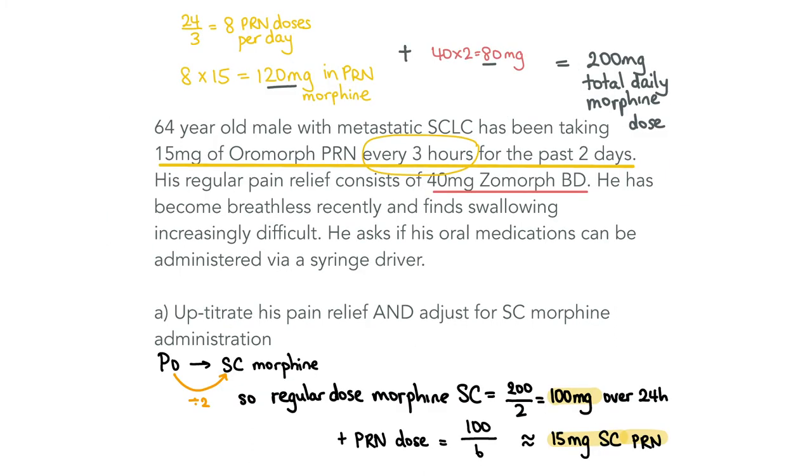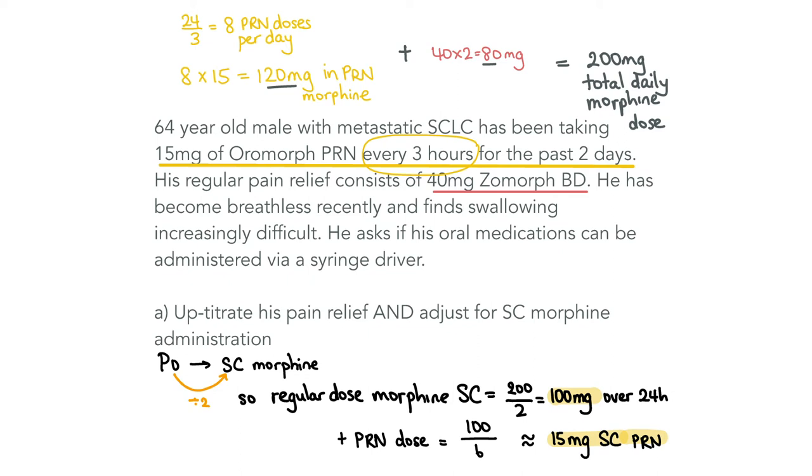So, this patient has been taking 15 milligrams of Oramorph PRN every 3 hours, for 2 days. That means in 1 day, he would be taking 8 PRN doses of 15 milligrams. That makes a total of 120 milligrams in a day. He's also having 40 milligrams of Zomorph twice daily. The total morphine dose in 1 day is then 120 plus 40 plus 40, which gives you 200 milligrams.